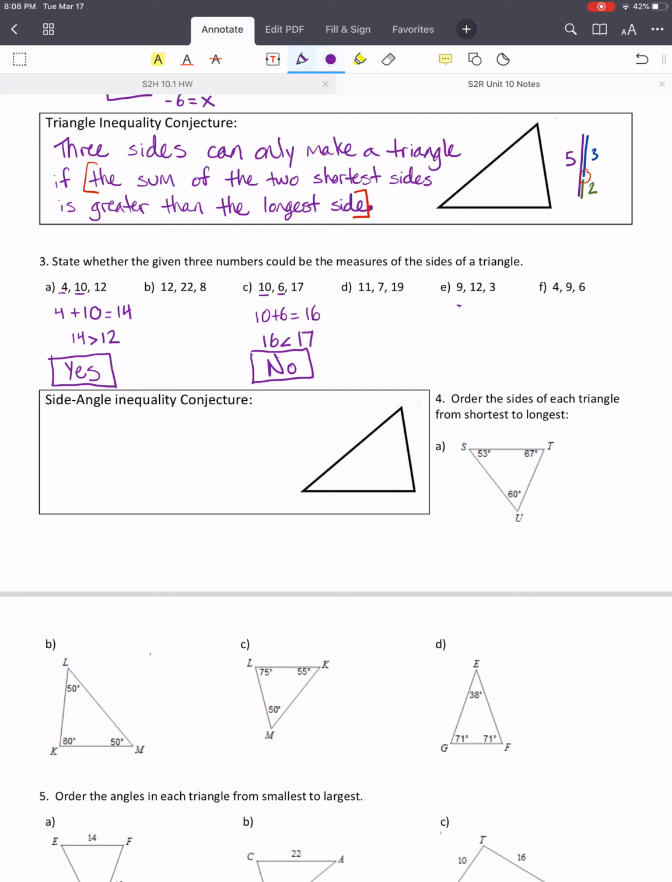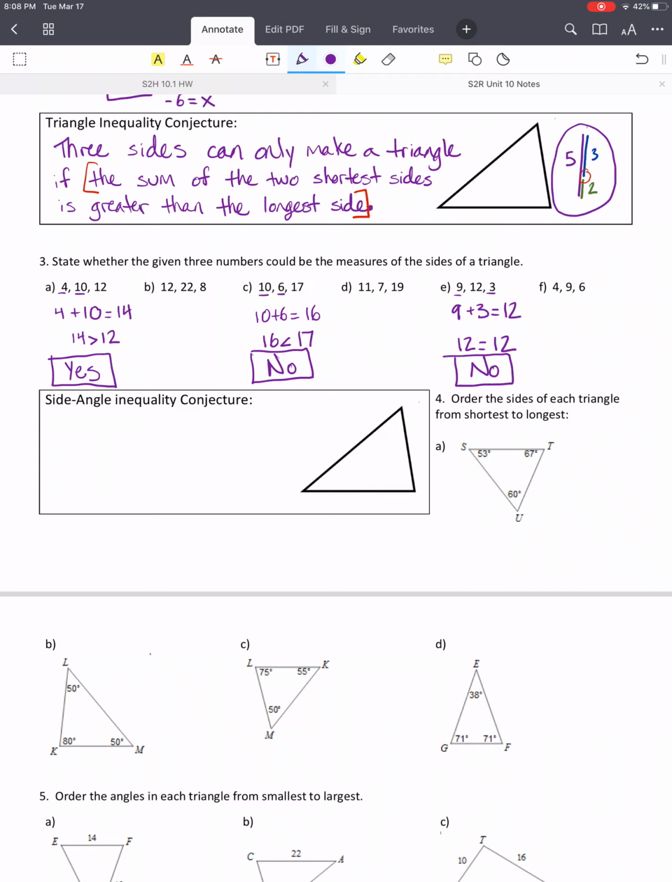Or what about part E? 9 plus 3, because those are my shorter sides, is 12. Well, last time I checked, 12 is equal to 12. If they're equal, does it work? No, because like we talked about up here, they would just collapse on each other. So the answer is no.